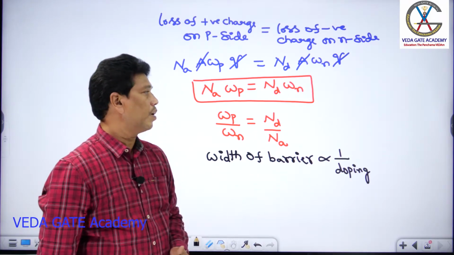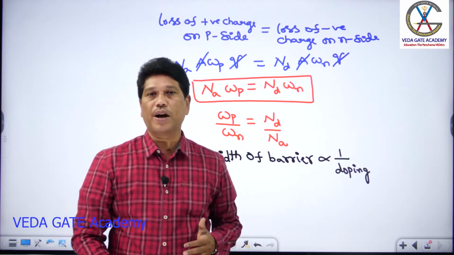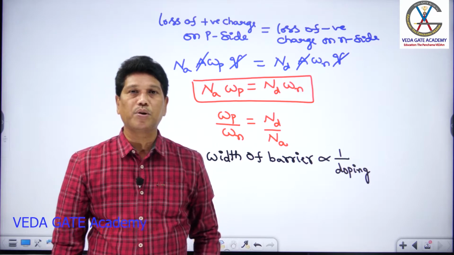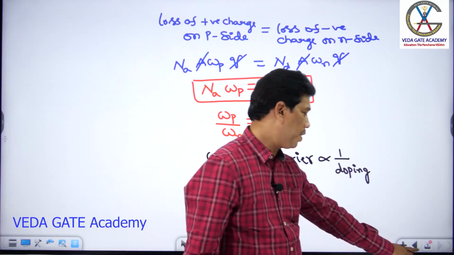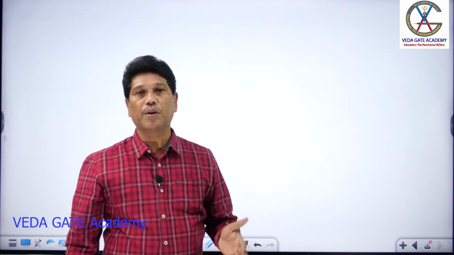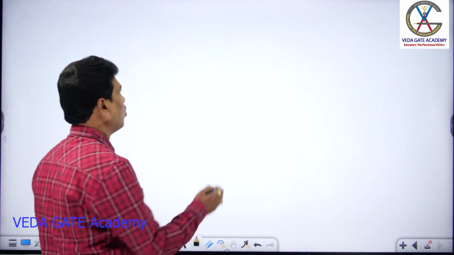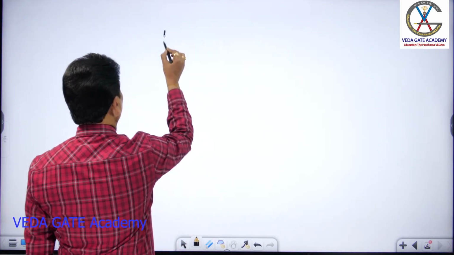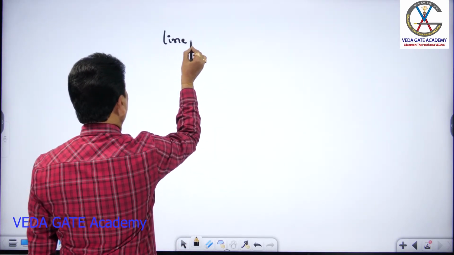Depending on the doping profile, PN junctions are classified into two types. One is the linear graded PN junction, and the other is the non-linear or step graded PN junction.